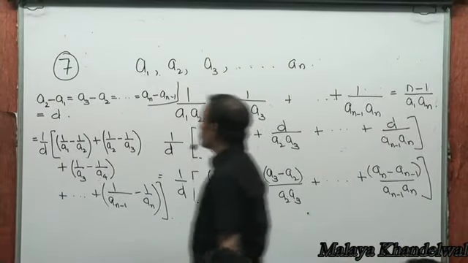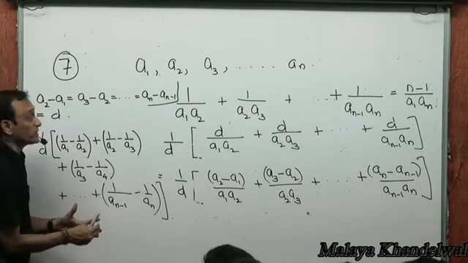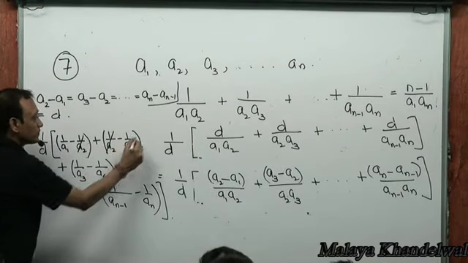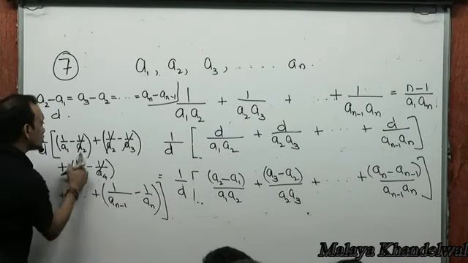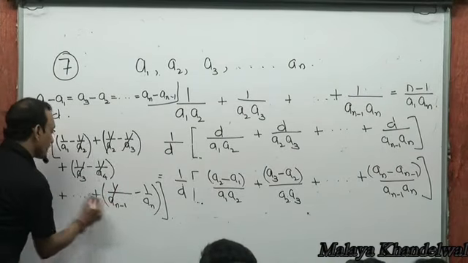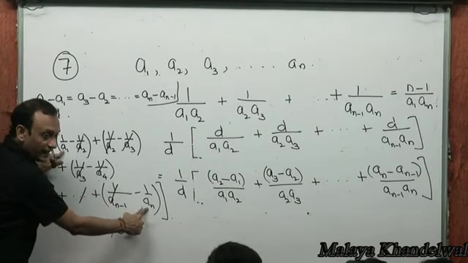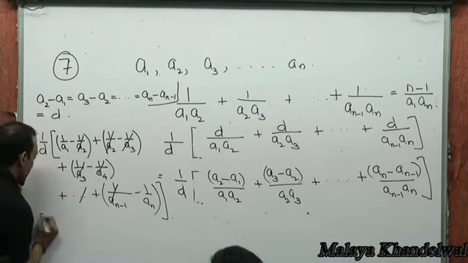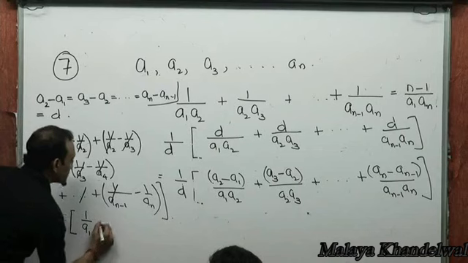And there are these many parentheses, and terms will get cancelled. Do you see that? This term will get cancelled with this. This will get cancelled with this. Each term would get cancelled with the first term of the next bracket, right? There will be two virgin terms here, 1 by A1 and 1 by An, that will remain unattended. So this would be like 1 by d, 1 by A1 minus 1 by An.